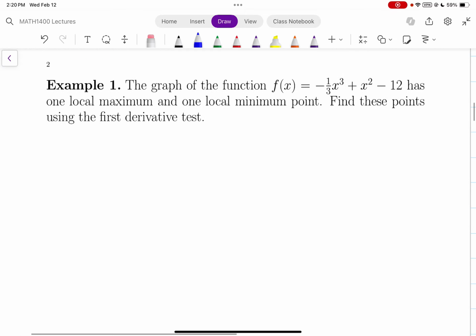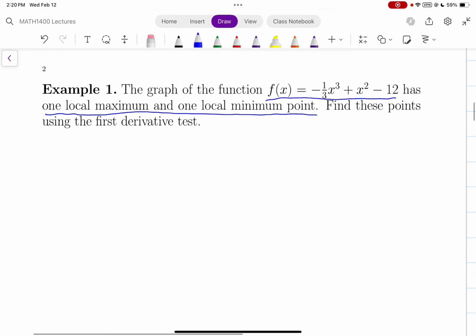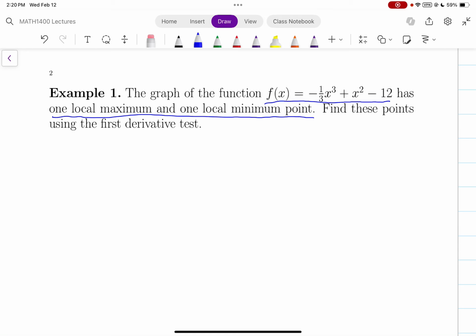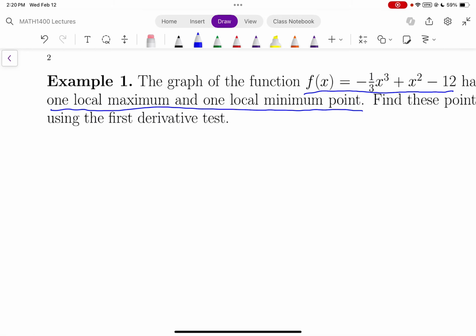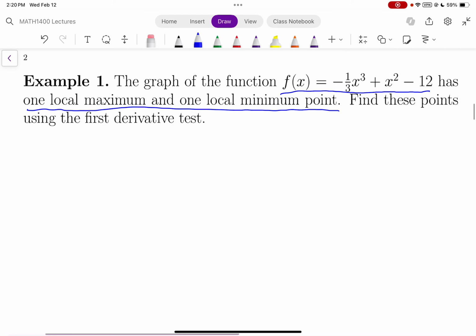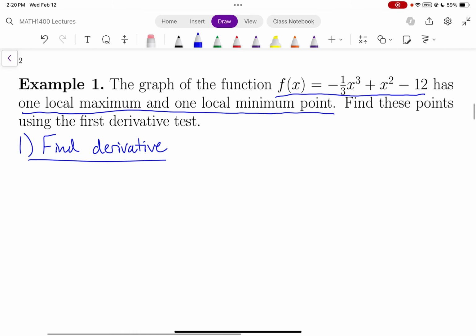So for our first example, we have this function f of x equals negative 1/3 x cubed plus x squared minus 12. And it tells us it has one local maximum and one local minimum point. The question is, find these points using the first derivative test. Luckily, this is one of those problems where there's just a process you can go through to figure this out. So the first step: find the derivative of your function.